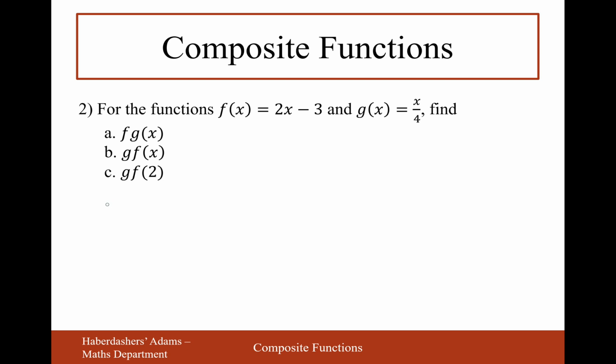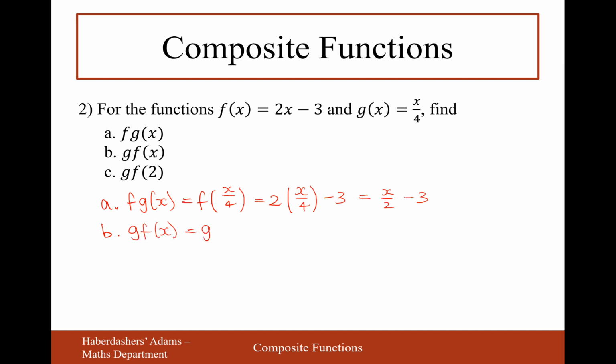Okay, so for part A, it's going to be f of g of x. So I'll put the f at the front and then I'll write out the g function. That's x divided by 4. And then I'll put this algebra into the f function. So where x appears, I'm going to write this expression here. So 2 brackets x divided by 4 minus 3. I could simplify this to x divided by 2 minus 3, because 2 divided by 4 is a half, so it's a half x.